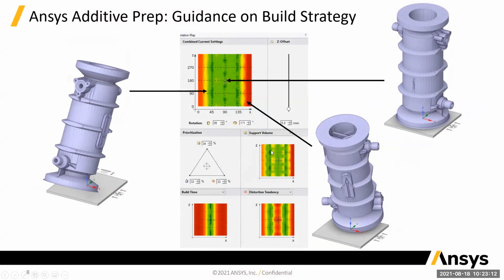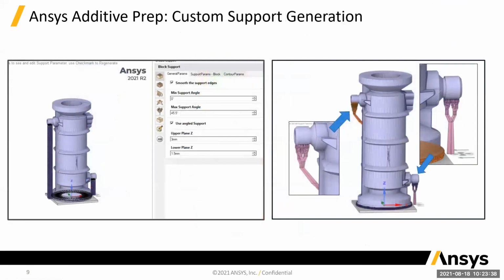So what you can see here is the X rotation and the Z rotation, which are going to be our X and Z vectors. At different orientations, you're going to have different support volumes required, different build times, and distortion tendencies. What you can do with this is prioritize these. You can figure out exactly what's more important for you. Maybe you want a quick build time, and support volume's not that much of an issue. So this is a really great opportunity for you to squeeze Jello on the manufacturing side as well.